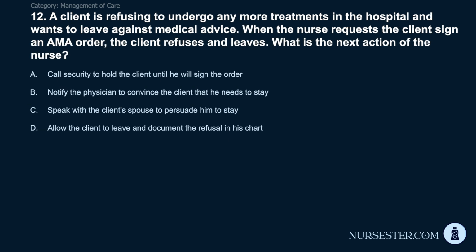12. A client is refusing to undergo any more treatments in the hospital and wants to leave against medical advice. When the nurse requests the client sign an AMA order, the client refuses and leaves. What is the next action of the nurse? A. Call security to hold the client until he will sign the order. B. Notify the physician to convince the client that he needs to stay. C. Speak with the client's spouse to persuade him to stay. D. Allow the client to leave and document the refusal in his chart. Correct answer: D. Allow the client to leave and document the refusal in his chart.